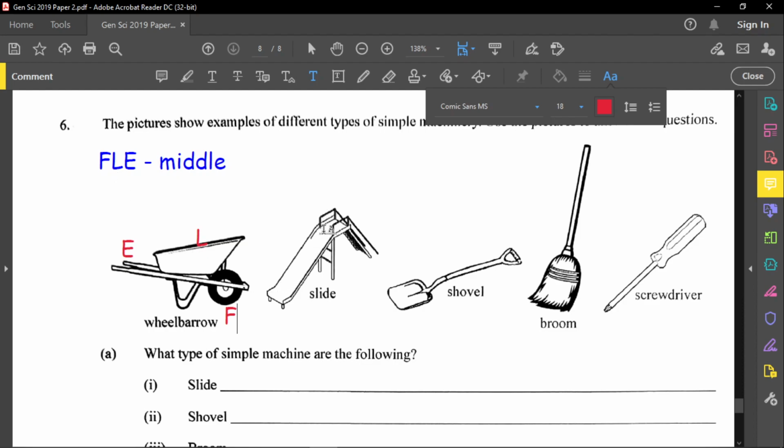A slide, you will not have the fulcrum. You will not have effort necessarily. All right. And so right here, it is an inclined plane. Just to make a note of that. So this is an inclined plane.